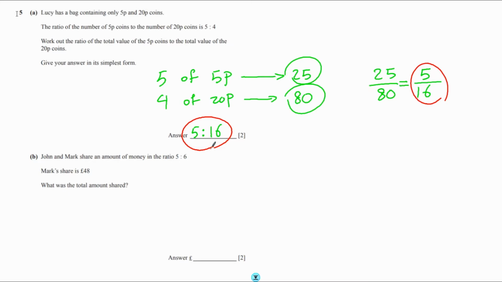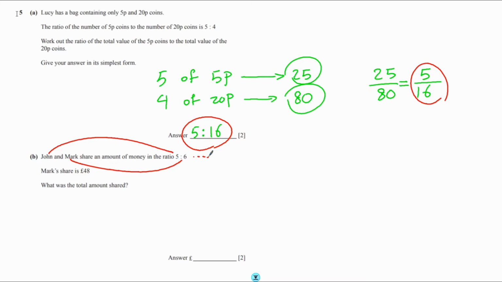Okay, looking at the next part of the question: John and Mark share an amount of money in the ratio of 5 to 6. When we read this question, you need to be careful. John and Mark share. So John is 5 and Mark is 6. You need to look at the people, the names and the ratios respectively in the question. Also for these questions, it is normally good to put a word in here respectively, just to show that that is the case.